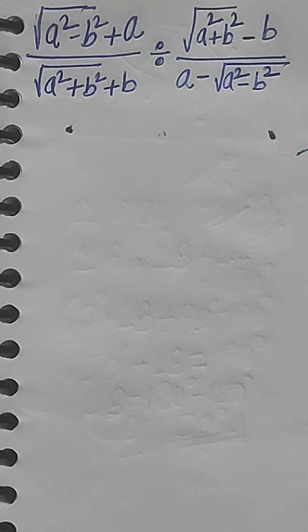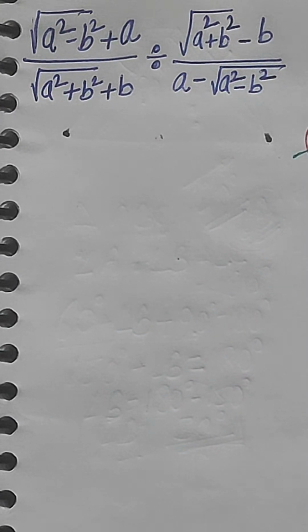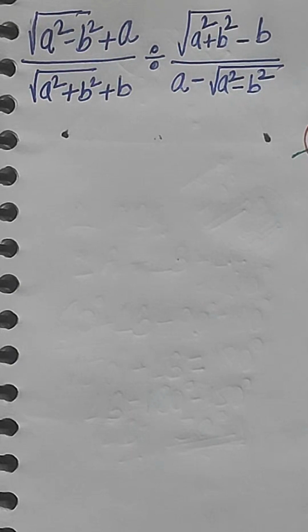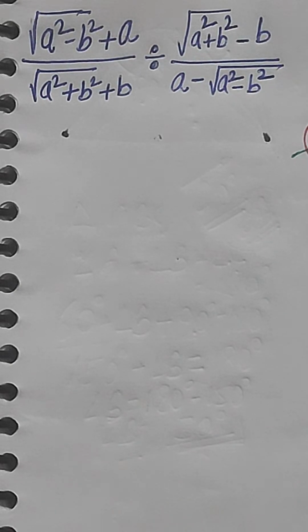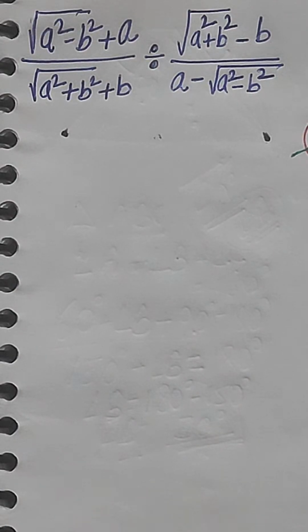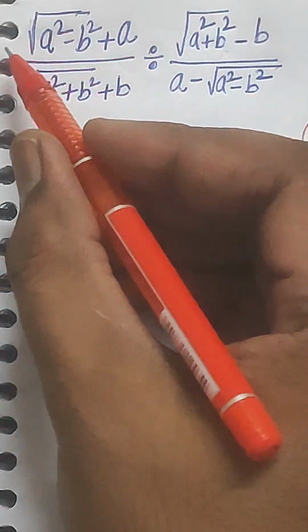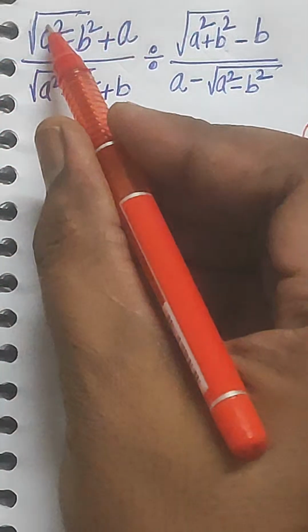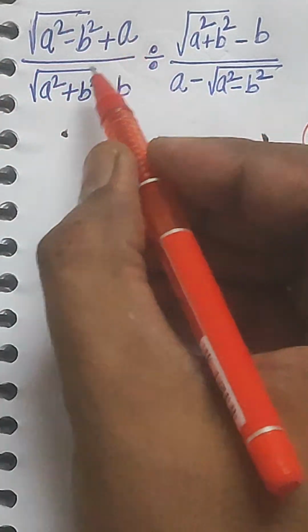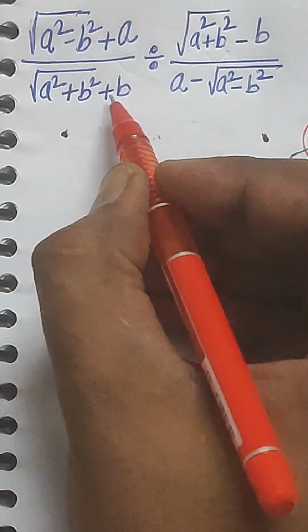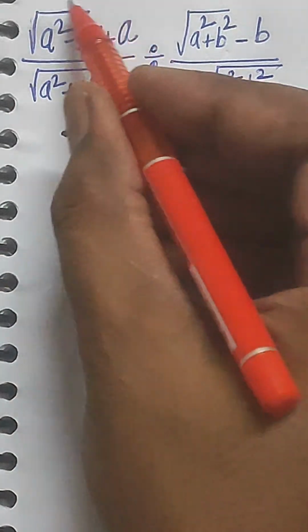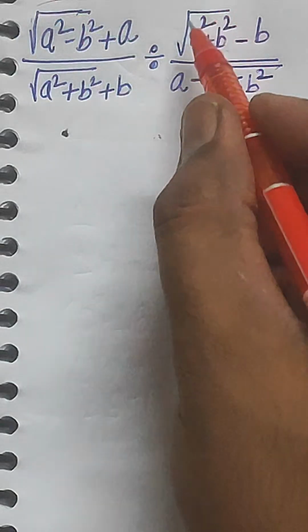We need to simplify the given expression into its simplest form, right? So to do this, we will just do an observation, and here we can see there are two terms. First is this one, that is root over of a square minus b square plus a divided by root over of a square plus b square plus b, and this term is divided by this second one.